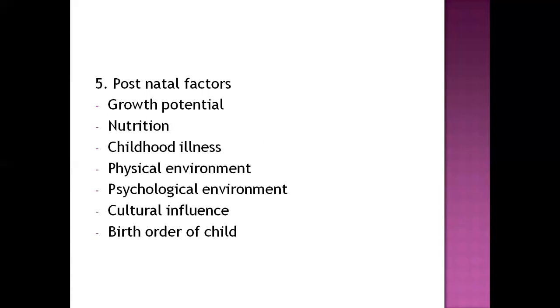Postnatal is after delivery, after the child is born: growth potential of that child, ability to grow, nutrition, and breastfeeding. For the first 6 months, the nutrition is only exclusive breastfeeding. Then childhood illness, if the child suffered from any illness, physical environment, psychological environment for mother and baby both, cultural influence, and birth order of the child. What is the order? Is the baby the first baby of the house, second baby, third baby? These all factors influence the rate of growth and development.